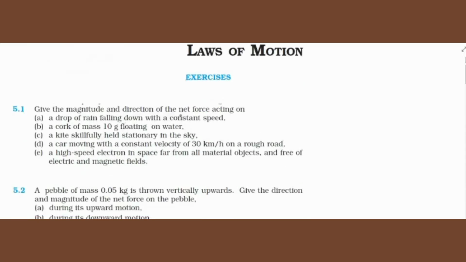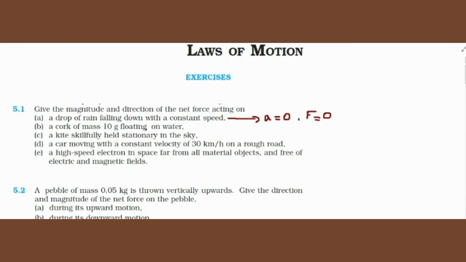Give the magnitude and direction of net force acting on a drop of rain falling down with a constant speed. It is given constant speed. Constant speed means acceleration is zero. So acceleration is zero, then net force is also equal to zero. Acceleration is zero, so force is zero.